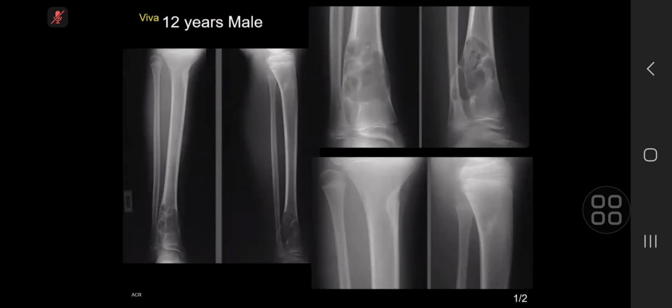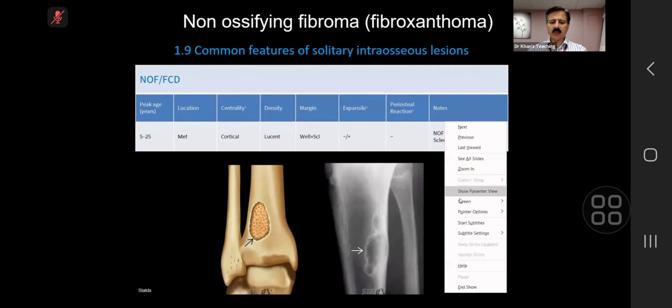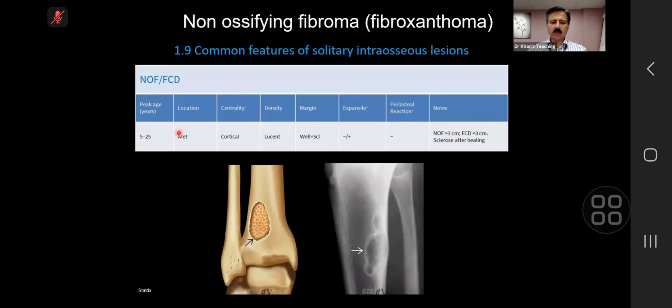3 centimeters, so less than 2, and less than 2 is a fibrous cortical defect, and more than that is a non-ossifying fibroma, and they both have a fibrous matrix. Okay, so if you see here, I am a strict believer in what I call the book memory. If you open your book and read this, this is from the Chapman, from the table in the Chapman.